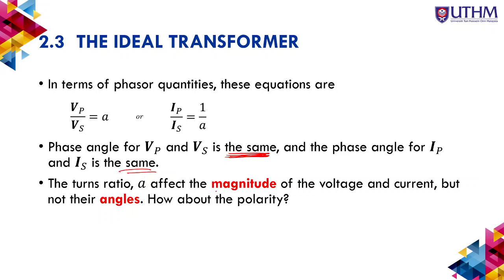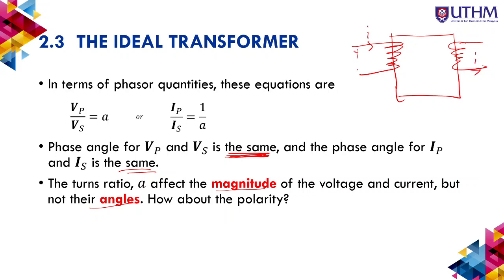Okay, so they affect only the magnitude of the voltage and current, but not their angle. So how about the polarity? How do we know the polarity? Current coming in and going out. Sometimes we can't tell which one it is, whether it is this way or that way, positive, negative, or the other way round. So how do we know the polarity?